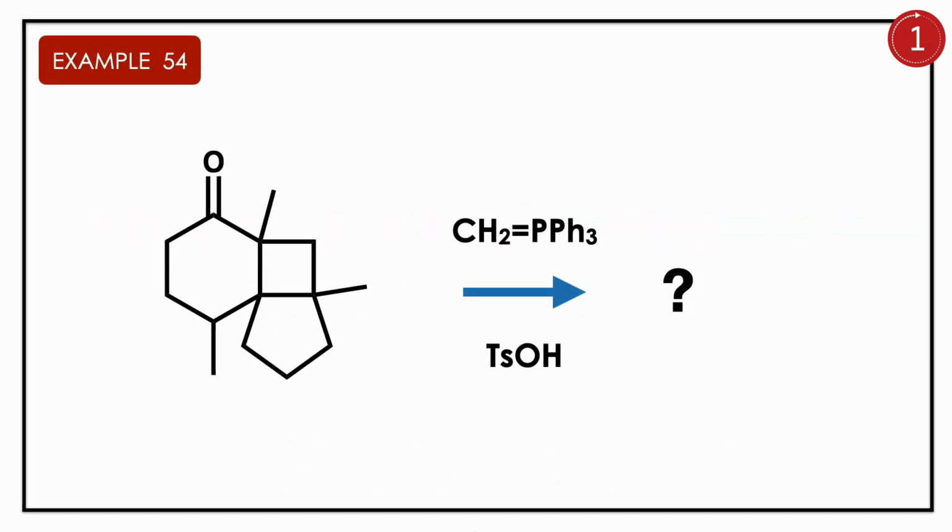Then the next example, here you have a trifused system, cyclohexane, butane and cyclopentane, 3 methyl groups with ketone. The functional group is ketone. Then you are reacting with a phosphorus compound which is a hydride, then tosyl acid. We should find what will be the final product.